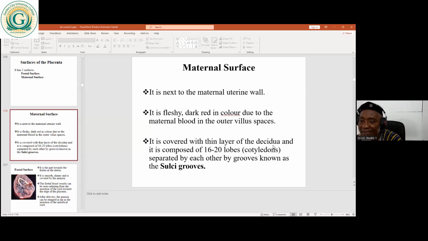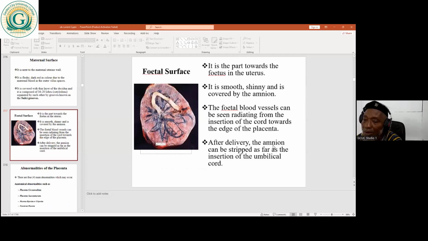The fetal surface is the part toward the fetus in utero. It is smooth, shiny, and covered by the amnion. The fetal blood vessels can be seen radiating from the insertion of the cord towards the edge of the placenta. If you look at the diagram that I'm showing you, you see some blood vessels radiating. When you take a fresh placenta born, those are the blood vessels you see, and then you have the cord, and that cord will be going to the baby.